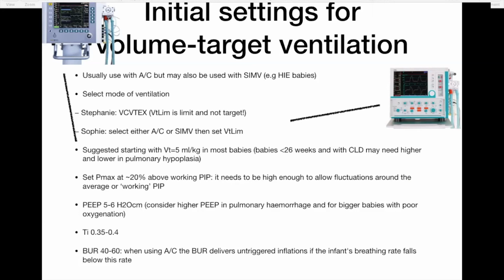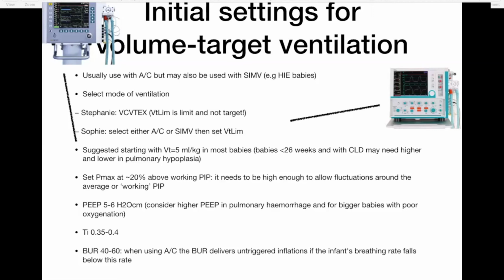So we mainly use assist control, but we can also use SIMV, for example, for HIE babies who are big term babies who tend to be tachypneic because they want to compensate for their metabolic acidosis, and we would like to avoid hypocarbia because it's going to worsen or affect the brain injury. So we don't want to support each breath. So SIMV can be beneficial for those babies, but for extreme preterm babies, as I said before, assist control mode is more beneficial.